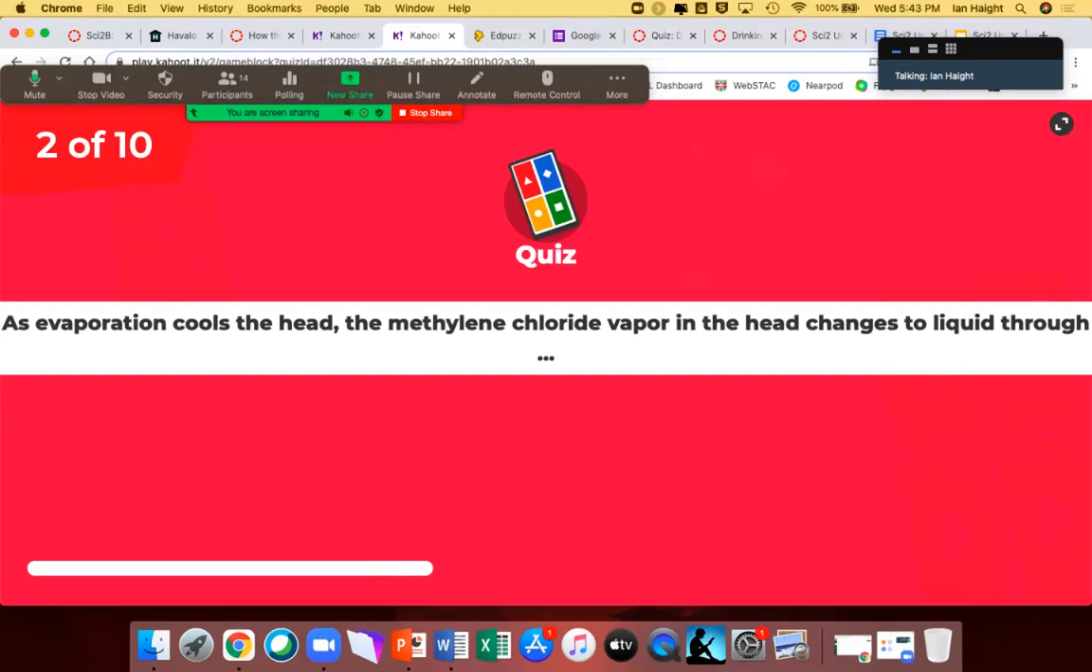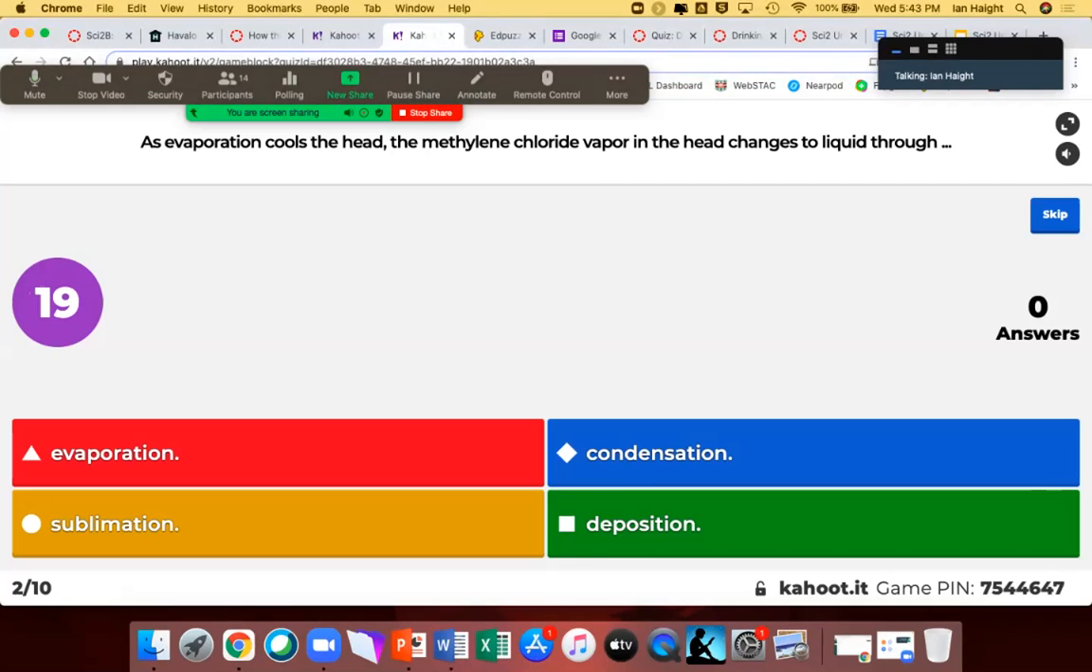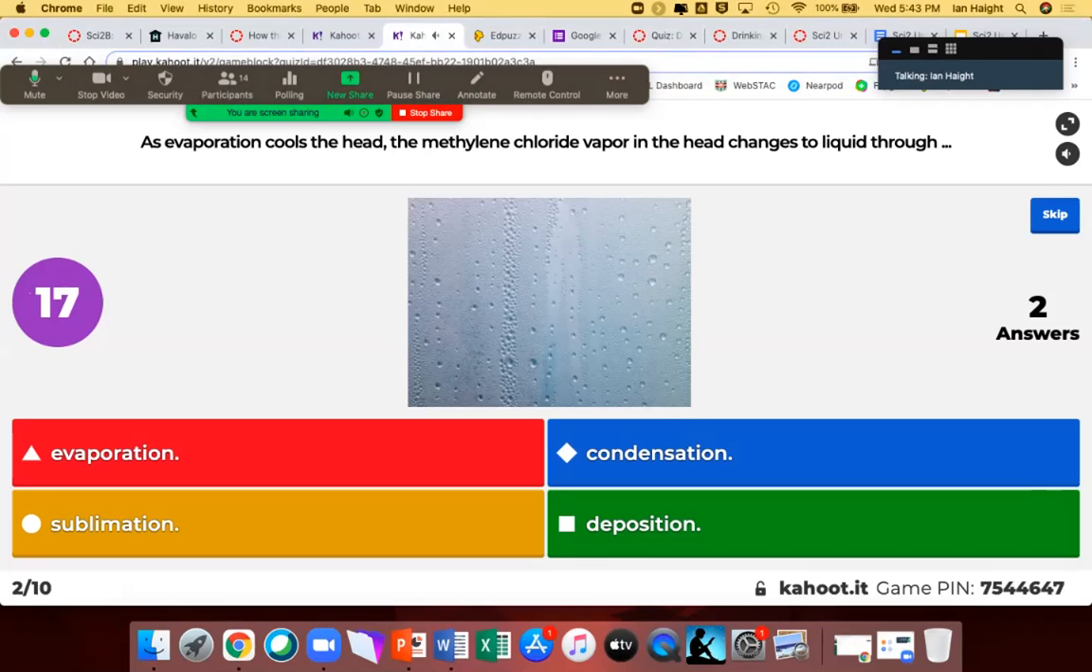As evaporation cools the head, the methylene chloride vapor in the head changes to liquid through what? What do you call it when you go from vapor to liquid?